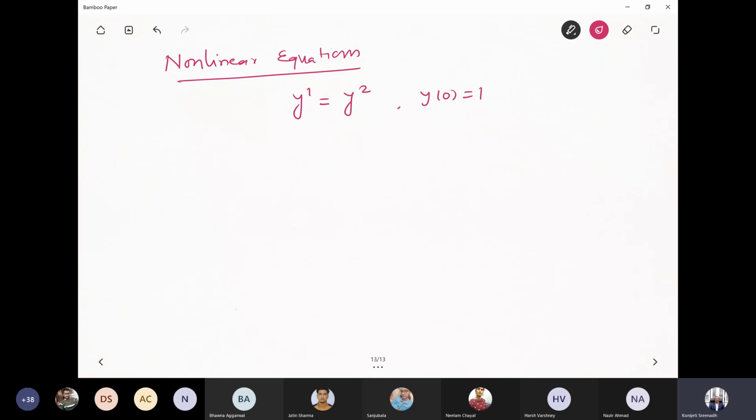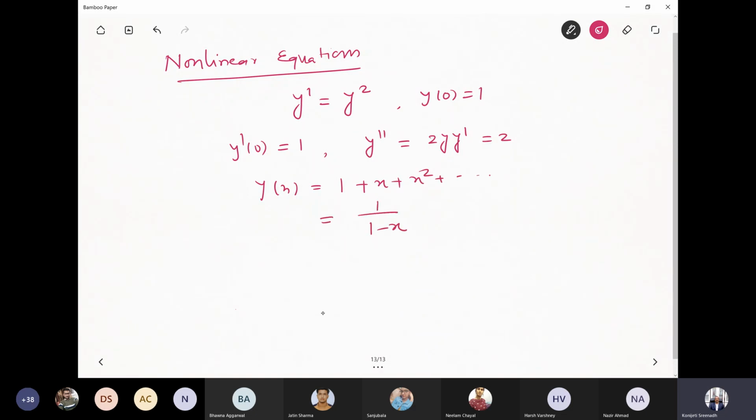So if I take this equation, then you see that y at 0 is 1 and y prime at 0 is y square at 0, that is again 1, right? And y double prime at 0 is going to be 2y into y prime, okay? And y and y prime both are 1, therefore this becomes 2. So I can write the series: it is going to be 1 plus x plus x square and so on. And this is the function 1 by 1 minus x. And we also know that this defines a solution. This is a solution of this initial value problem, right?